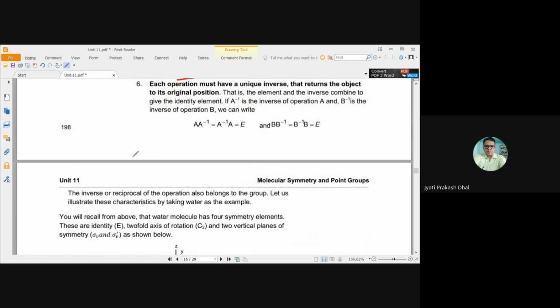Now coming to the sixth point: each operation must have a unique inverse that returns the object to the original position. That is, the element and its inverse combined give the identity element. So if the element is A, it is operated with its inverse, A times A inverse equals A inverse times A, which should give the identity operation.